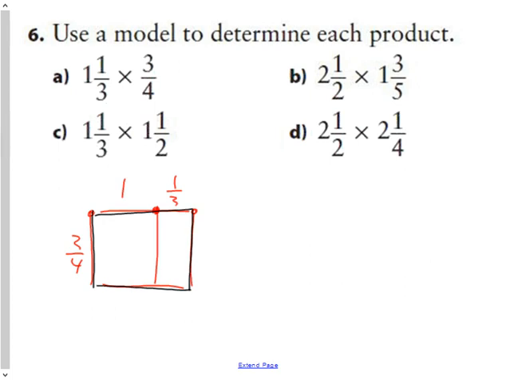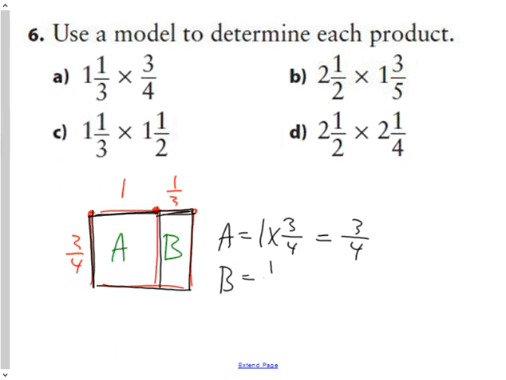But what we're going to do is break it up into two parts, part A and part B. And A plus B will be equivalent to the product of 1 1/3 times 3/4. So A has a dimension of 1 by 3/4. So the area of A is just 3/4, because anything times 1 is itself. And B has a length of 1/3 and a width of 3/4. So B will have an area of 1/3 times 3/4.